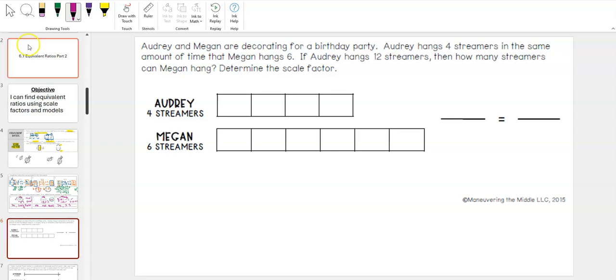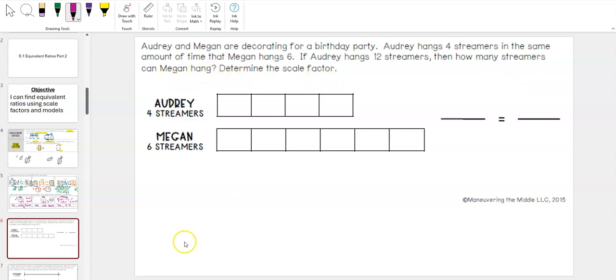So this right here is called a tape diagram. It's because we use these little chunks that almost look like tape. We're going to use that to solve this problem using equivalent ratios and a tape diagram. Audrey and Megan are decorating for a birthday party. Audrey hangs 4 streamers in the same amount of time that Megan hangs 6. If Audrey hangs 14 streamers, then how many streamers can Megan hang?